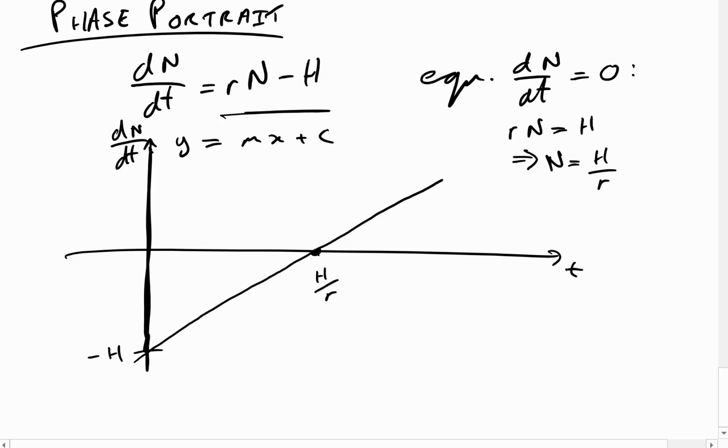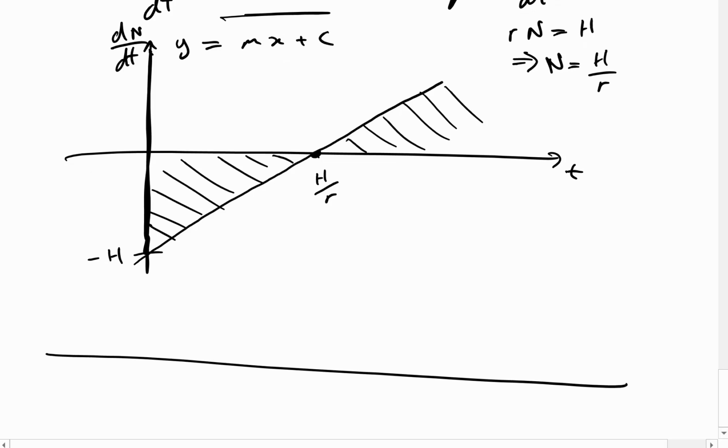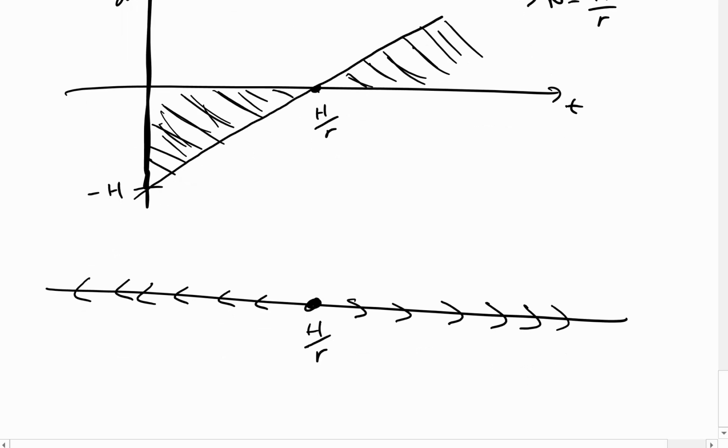So we've worked out what the graph is going to look like, and then it's just a case of working out what's going to happen in each part. So here you can see in this region, dn by dt is going to be negative, and over here dn by dt is going to be positive. If we draw that out on our phase plane, we've got our equilibrium point here, which is h on r. To the left of that, dn by dt is negative, so therefore we're moving to the left. To the right of that, dn by dt is positive, so therefore we're moving to the right. So clearly, hopefully you can see that h over r is actually an unstable equilibrium point.